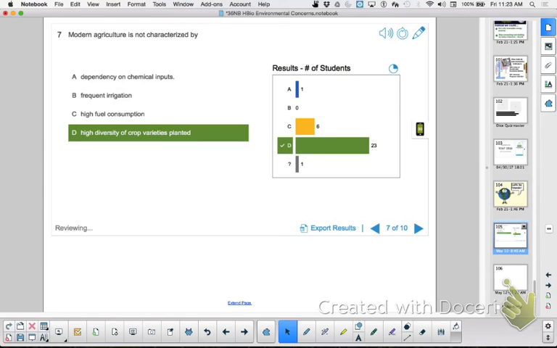Modern agriculture is not characterized by high diversity. So watch out for the nots. It is characterized by high fuel consumption, though. It is characterized by dependency on chemical inputs. Check your bio buddy.